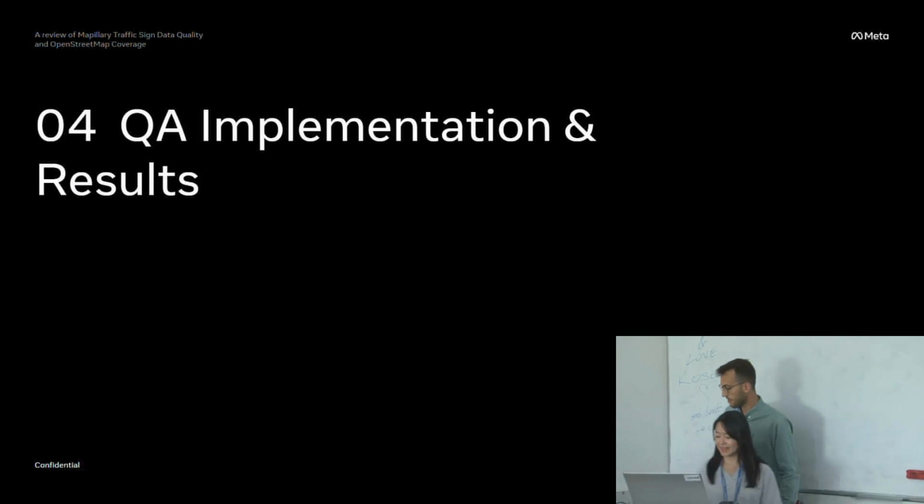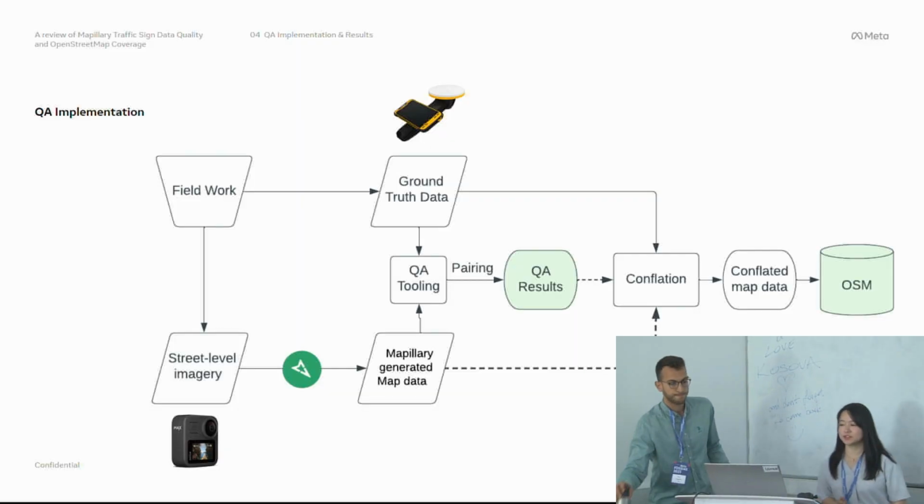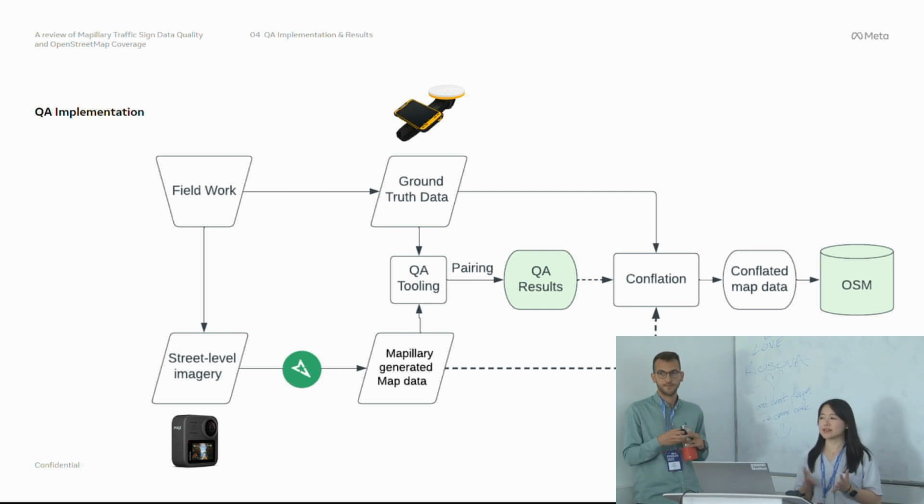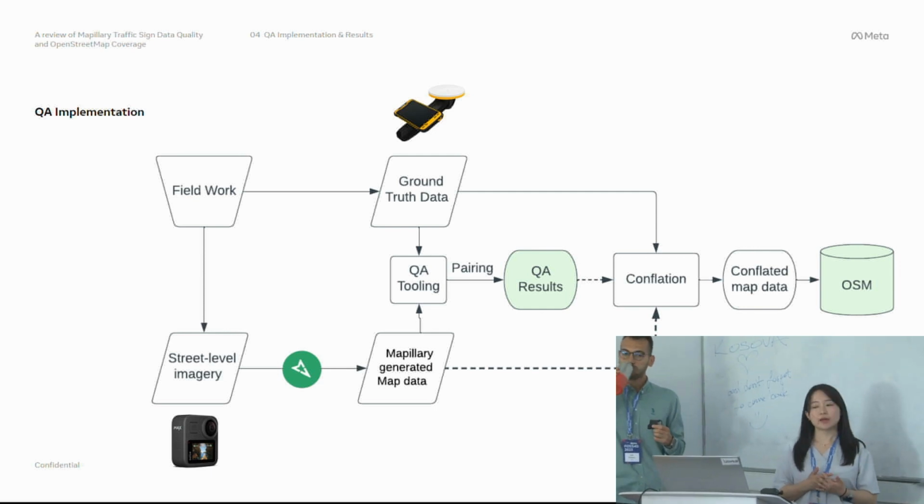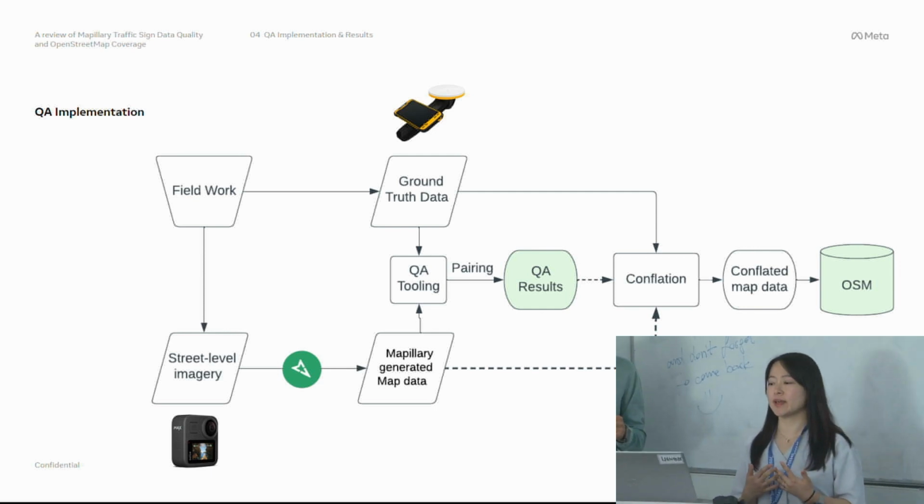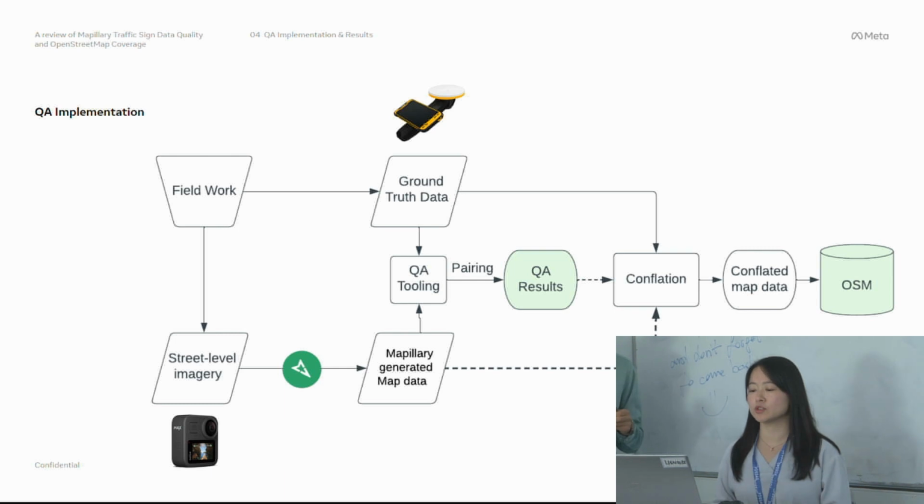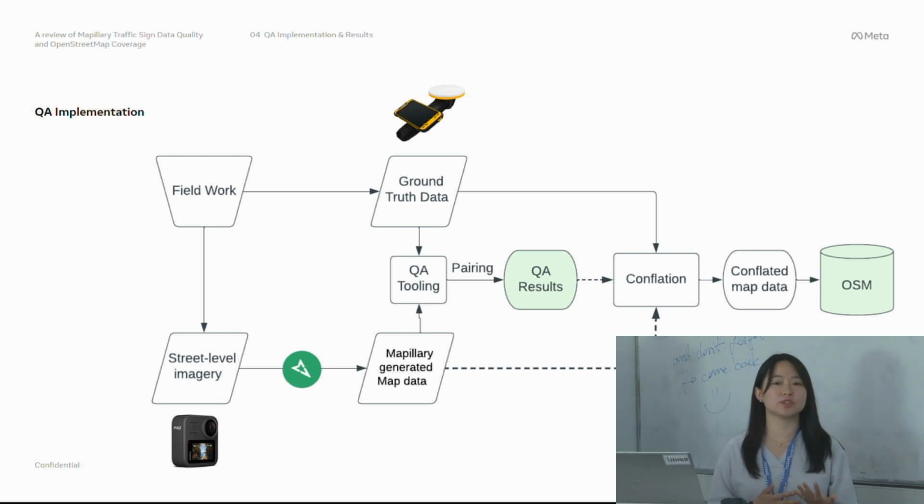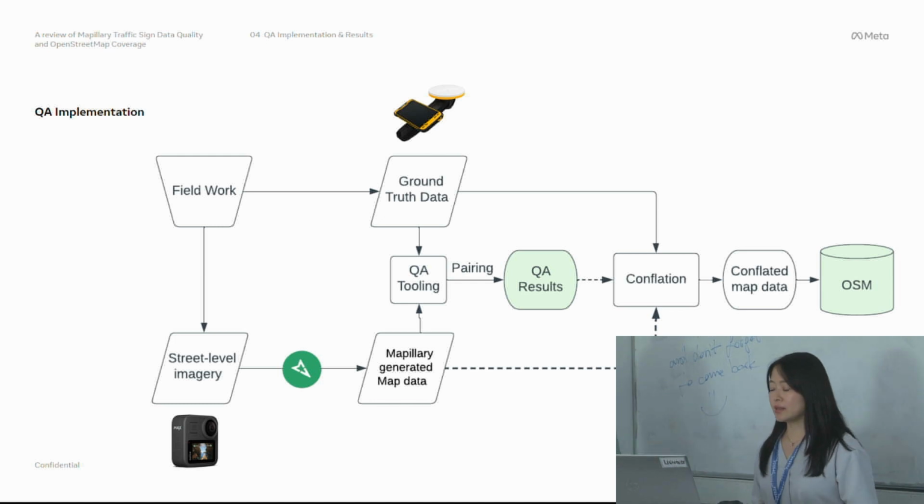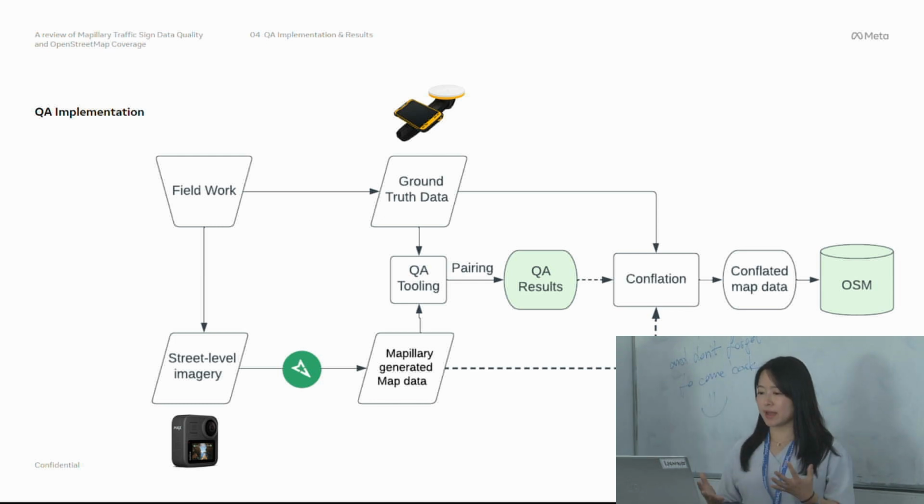Thank you. Okay, so to implement the methodology that Sai just mentioned, we designed a workflow starting from the field work. The field work includes the ground truth data collection using the device shown here, and also the street level imagery collection. And then we process the street level imagery using the Mapillary computer vision pipelines and generate the map data, for example, traffic signs. After we collect the ground truth data and the Mapillary generated data, we start doing the pairings.